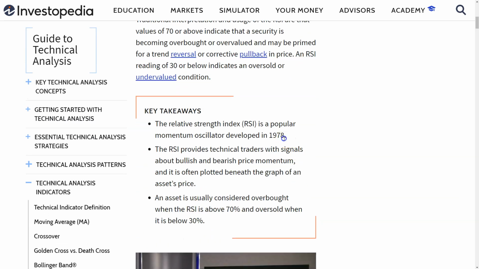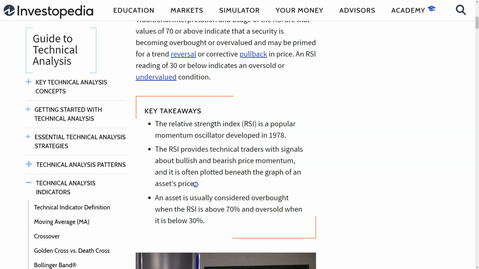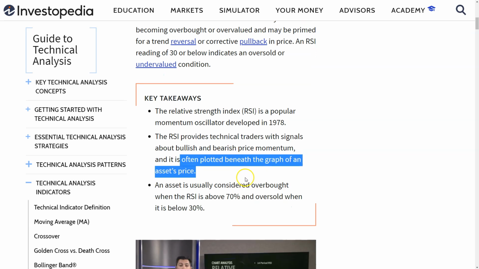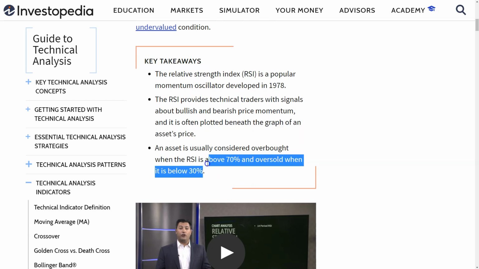It was created in 1978, fairly new to the game of technical analysis, even though for the most part, it's kind of a de facto piece of TA you see on charts these days. Like it says here, it provides signals for bullish and bearish, plotted beneath the graph of an asset's price oftentimes, with overbought above 70 and oversold below 30. And it's important to not think of that as absolutes. Again, this is probabilities and potential outcomes.